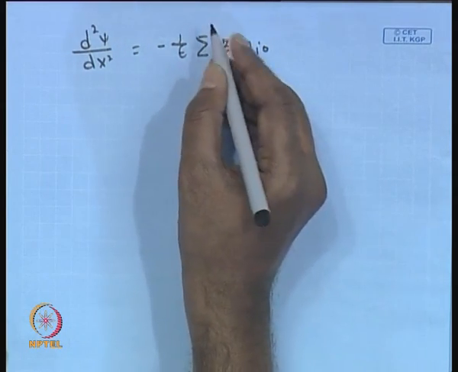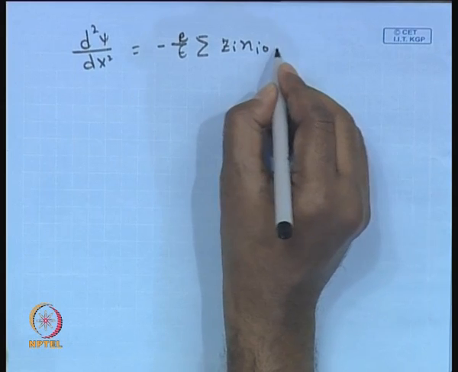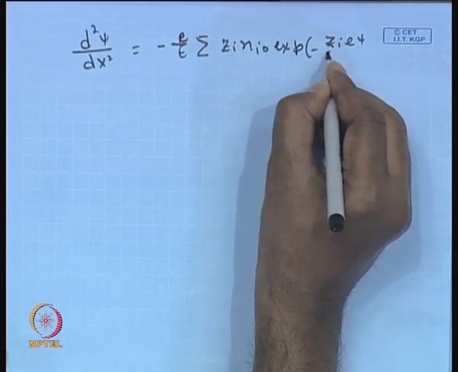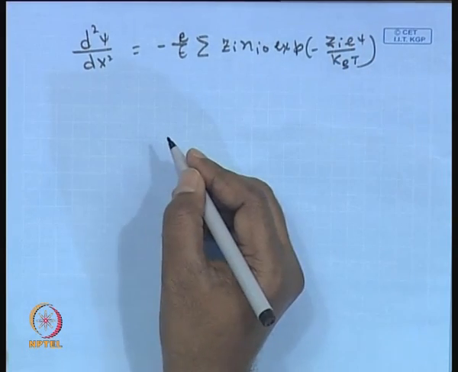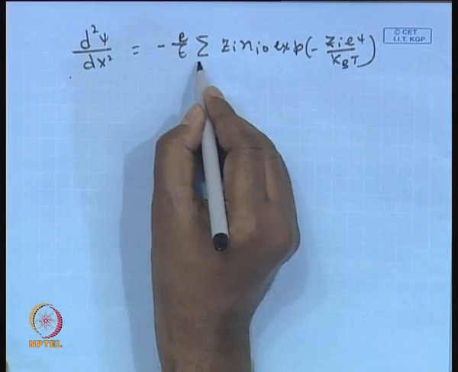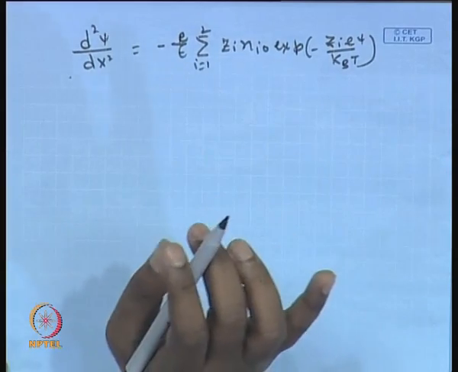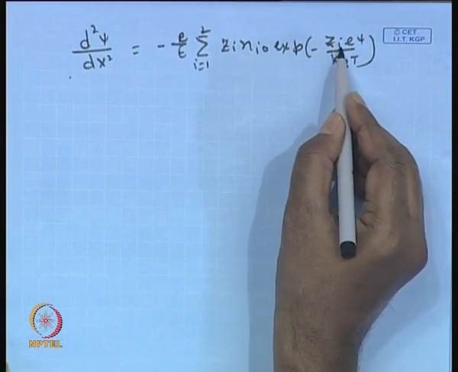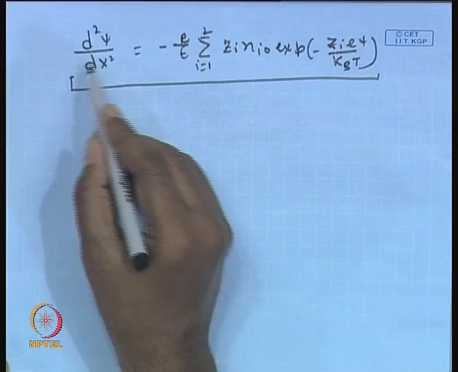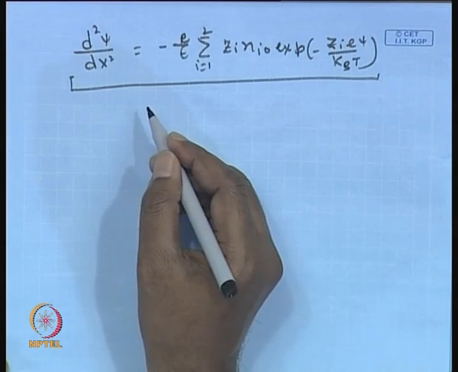I think there will be an e here, z e psi n I naught exponential minus z I e psi over k b t. Okay. This summation is over 1 to 2 if there are 2 ionic species present. For example, NaCl, there will be 2 terms only in this summation. In one case Zi will be plus 1, in another case Zi will be minus 1. Okay. Now, this is a Poisson's equation, and here you have inserted the Boltzmann equation. So, this equation is known as Poisson-Boltzmann equation.